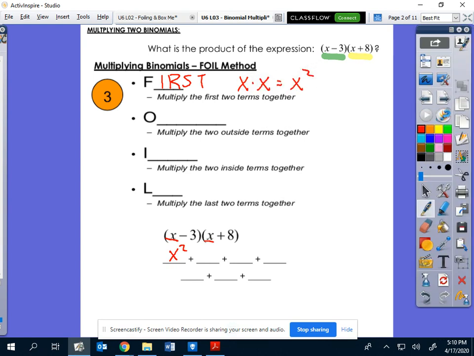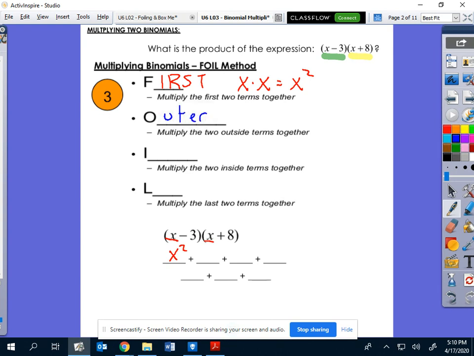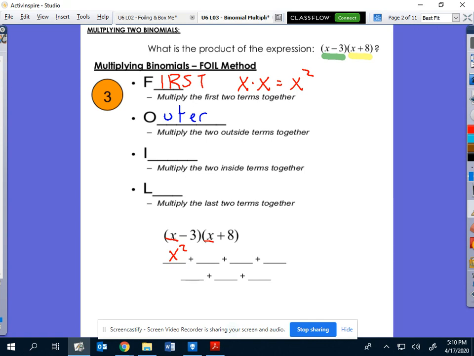Now the O stands for outer. Outer. I can never remember if it's 2 T's. I believe it's just one. Outer. Who are my outer terms? And when we say outer, what we mean are the ones on the outside here, the x and the 8. They're not the ones in the middle of the question. They're the ones on the outside of the question. So in this case, it is x times 8. We multiply those together. This gives me 8x. So that goes in the next blank, 8x.